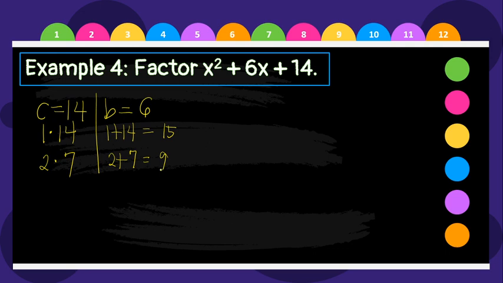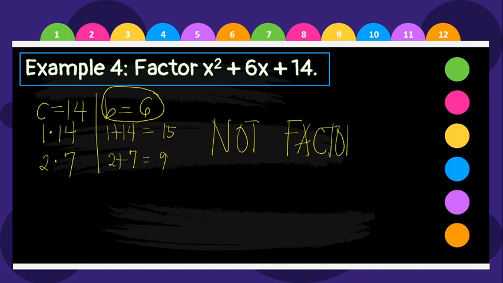If you look at our sums, we cannot find a sum equal to B, which is 6. If that's the case, x squared plus 6x plus 14 is not factorable. We cannot factor this.